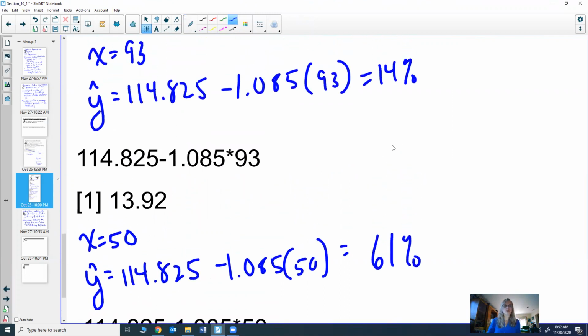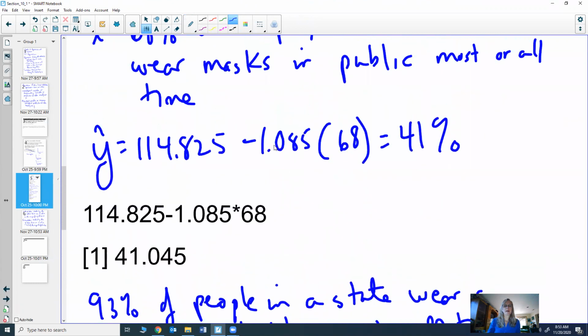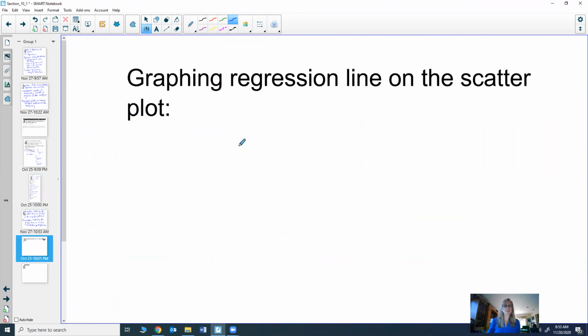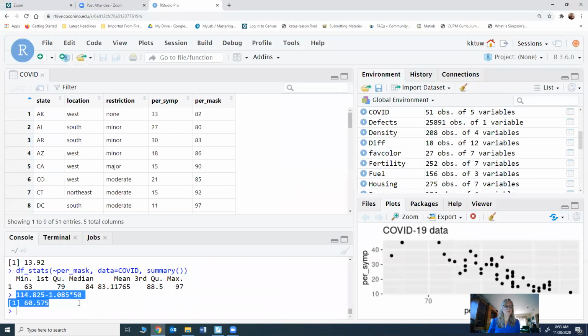The other values were 14 and 41. What might be helpful, by the way, is that we can actually graph the regression line on that scatter plot. So I want to do that really fast and show you how. I want to first create my scatter plot again. I've already got that in here, so I can just use the up arrow till I get there.